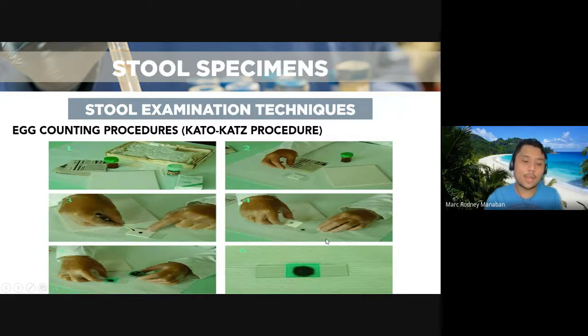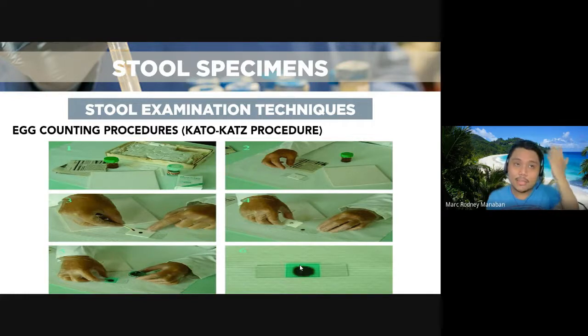Then after, same procedure with Kato-Katz thick smear, you place a cellophane over it, green cellophane, or cellophane immersed in glycerin malachite green solution. Press it using a rubber stopper until it spreads. And this is the final product. Leave it at room temperature for quite some time to let the glycerin act on it. So that's your procedure.